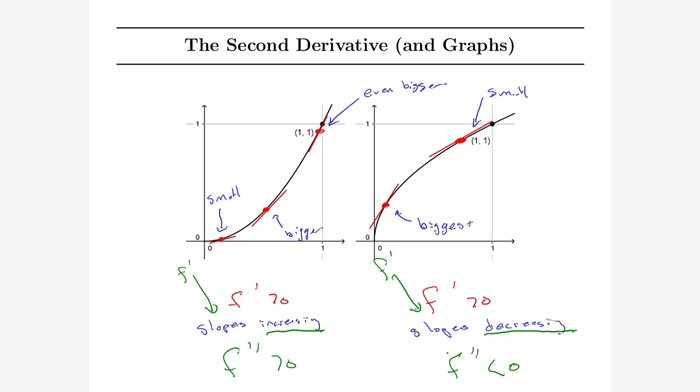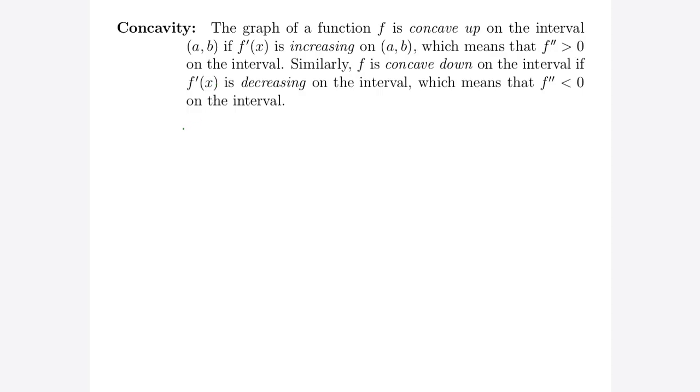Very weird. We call this concavity. So here we've got this positive second derivative. Here we've got this negative second derivative. And we're going to talk about concavity of a function. So here's our definition of concavity.